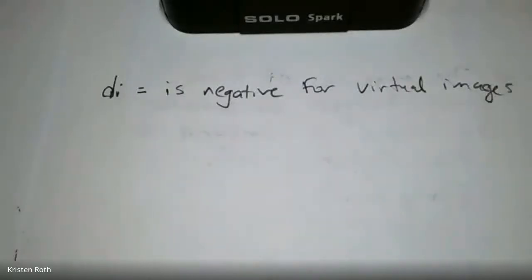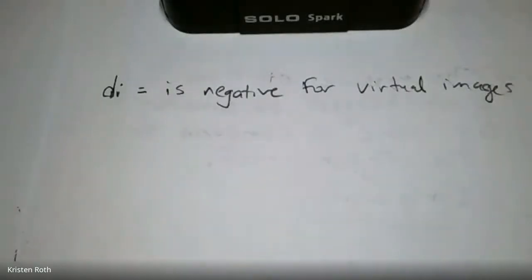So di, hang on. I'm just going to write this down. So di, the distance of image, is negative for virtual images. Okay, so these are things that you need to put in when you're doing your equation.